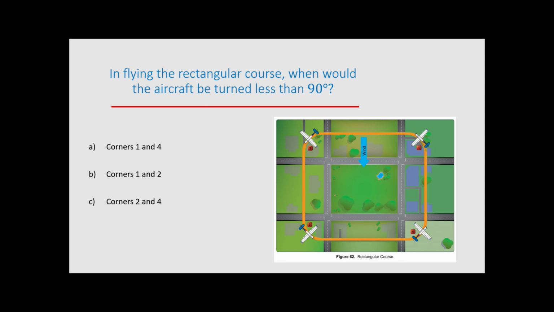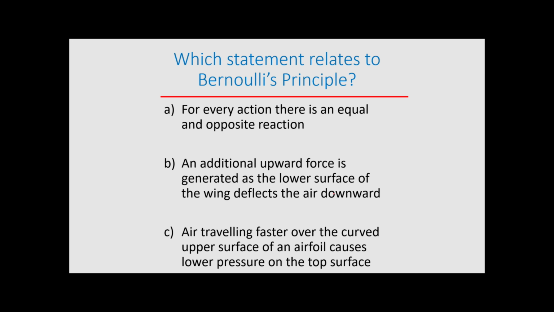In flying the rectangular course, when would the aircraft be turned less than 90 degrees? Corners 1 and 4. Which statement relates to Bernoulli's principle? Air traveling faster over the curved upper surface of an airfoil causes lower pressure on the top surface.